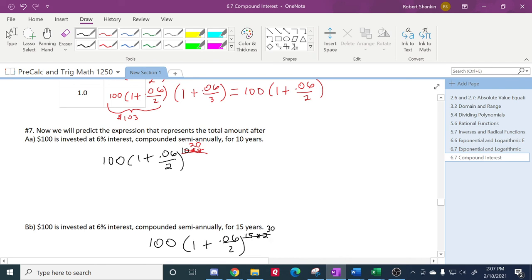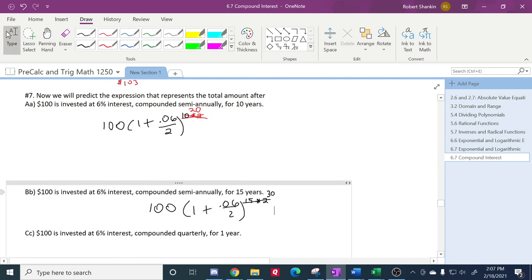Now, I always cross it out and replace it with its result. Because when you punch this out in a calculator, if you do parentheses raised to the 15 times 2, the calculator will do the exponent first and will only raise it to the 15th power. And then it'll figure out that answer, and then it'll multiply times 2. So I always do that part first.